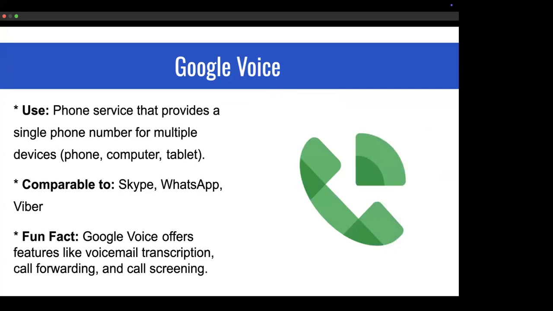All right. Google Voice. This is a fun one. It's a phone service that provides a single phone number for multiple devices. Basically, if you have a small business and you would like a phone number that is not your personal number to give out, you can use Google Voice. It allows you to have all the things that you really like as a business, like voicemail transcription. It can also forward calls directly to your personal number if you want.